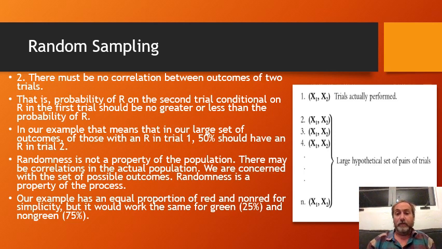For example, right now we have 100 reds and 100 non-reds in a 200 marble jar. But you could run the random sampling, and all these conditions of random sampling would be exactly the same if we were dealing with greens and non-greens, where we've got 25% greens and 75% non-greens. So none of this depends on the proportion of red and non-red being equal in the jar. Again, we're talking about the process.